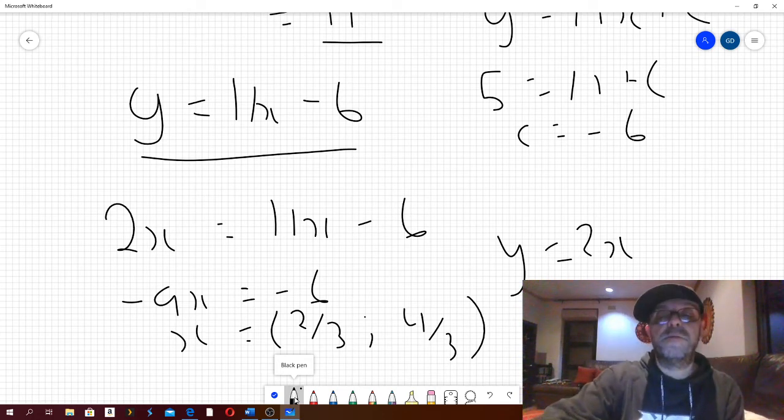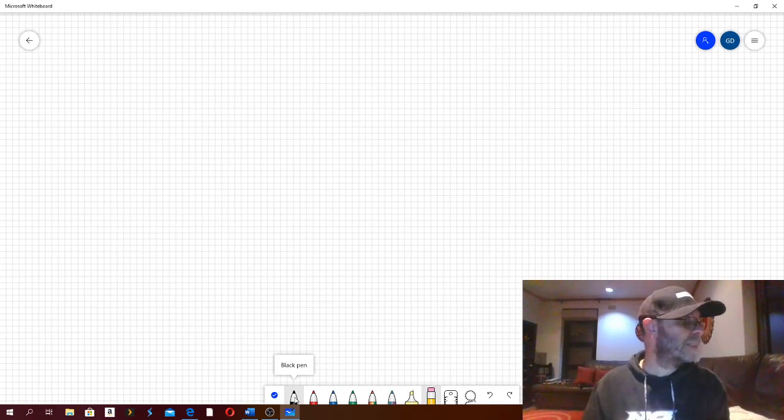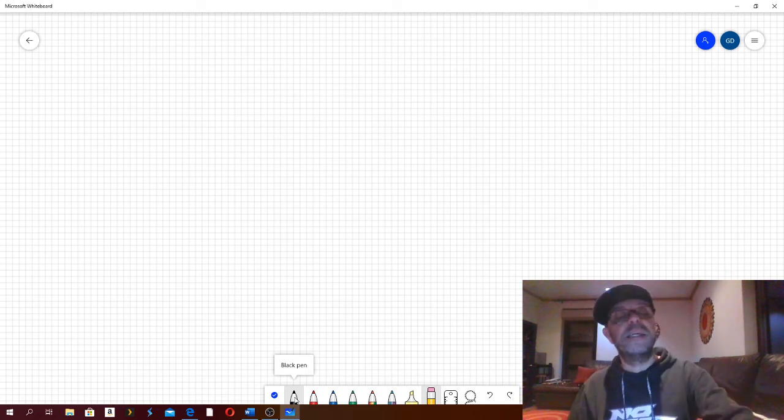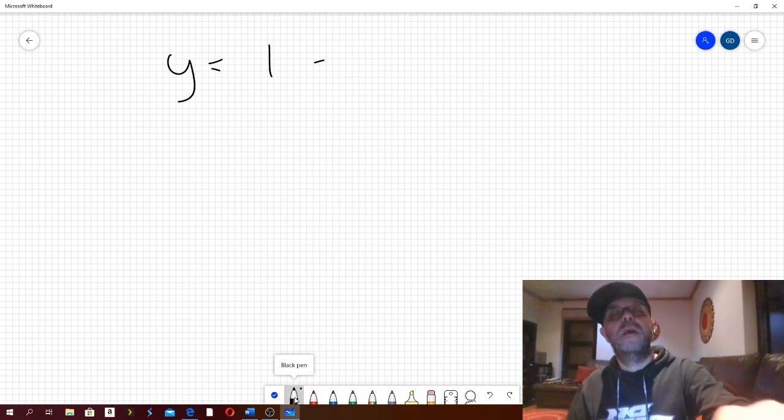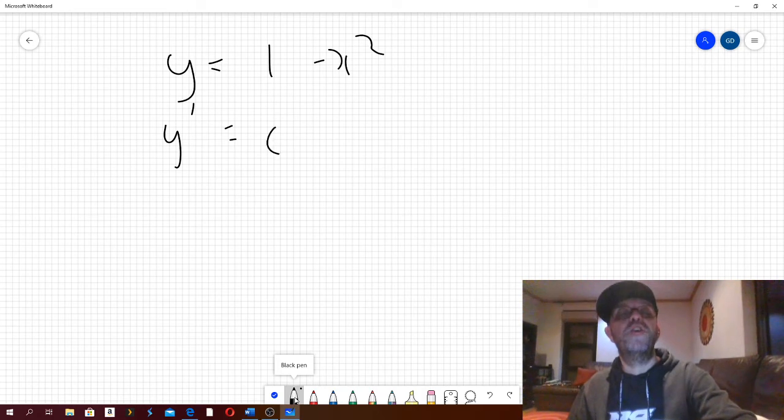Right, okay, so that's question number 1 of 14, or mixed exercises. Number 2 says find the equation of the normal to the curve y is 1 minus x squared. So let's write the equation. And we're going to need the normal, so we're definitely going to need the gradient function here. So y prime here is 0 minus 2x.